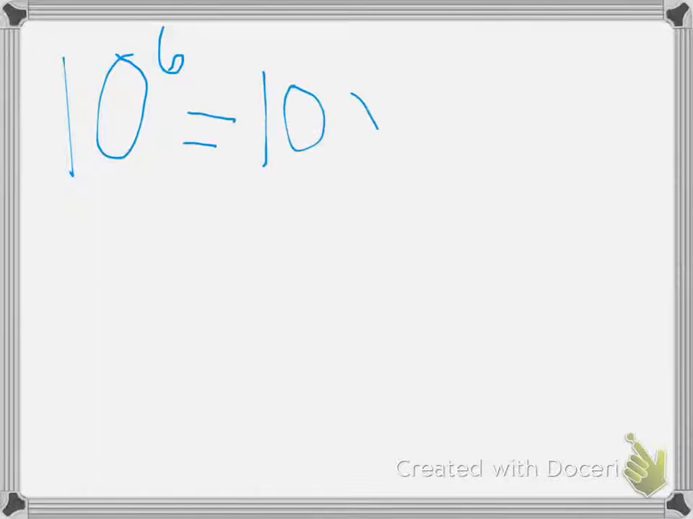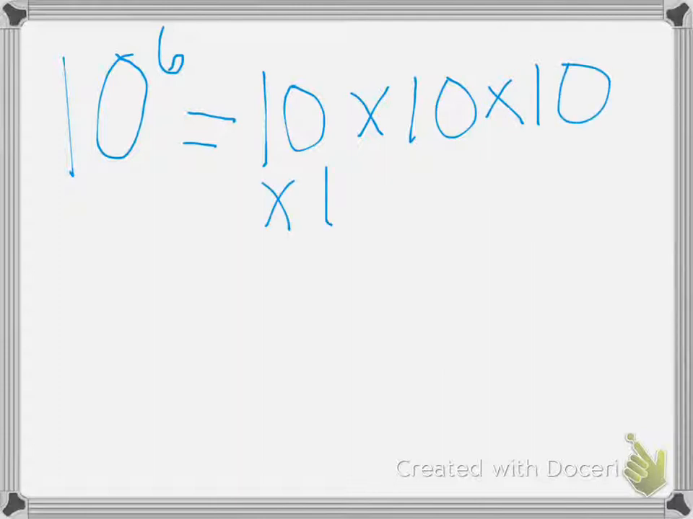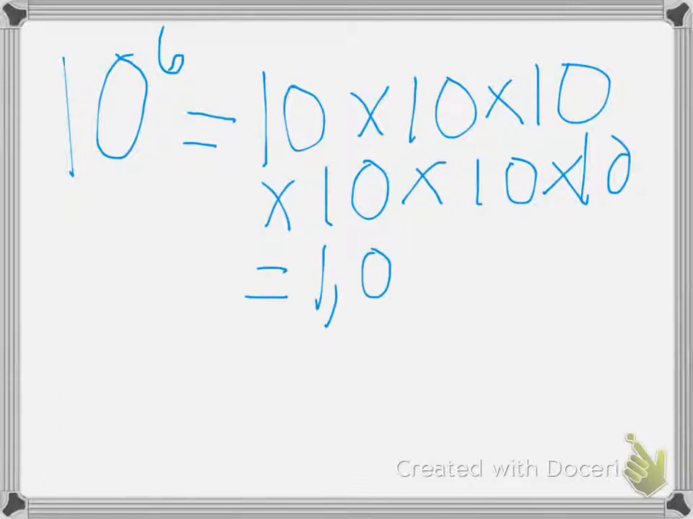Lesson 2:2, Powers of 10 and Exponential Notation, or Exponents and Powers of 10. If we have the problem 10 to the 6th power, that equals 10 times 10 times 10 times 10 times 10 times 10. That equals 1,000,000.